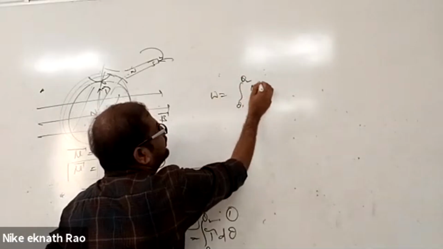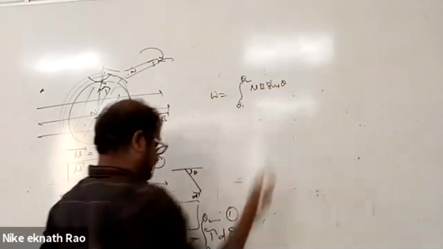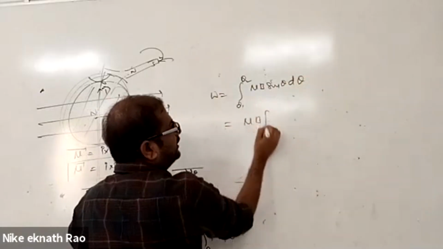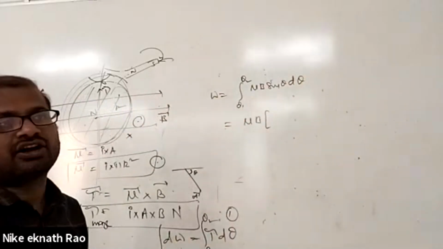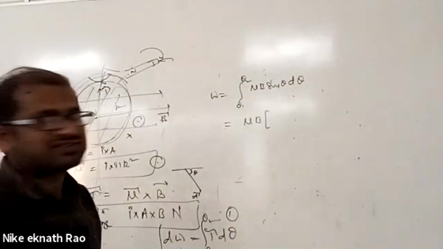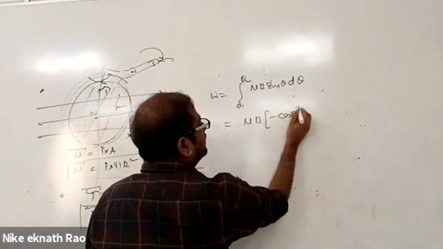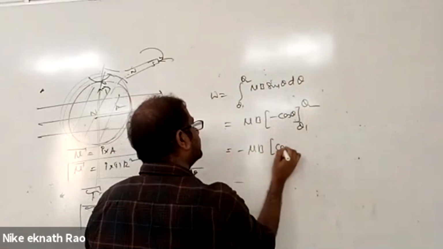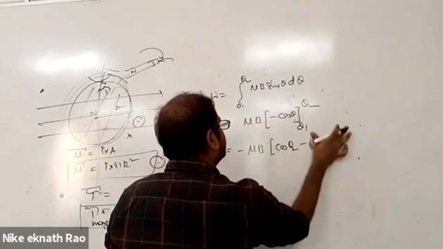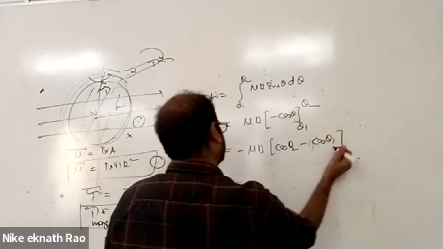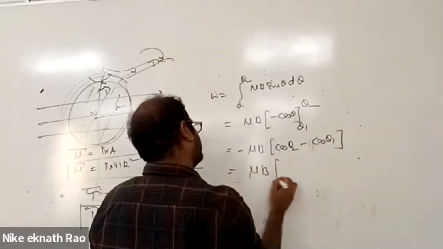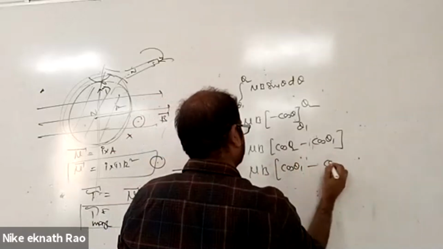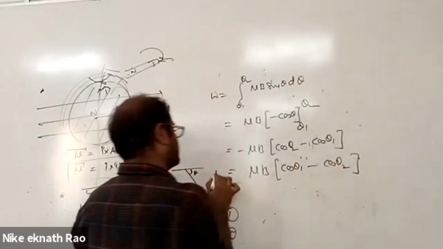The tau value is how much? mu B sin theta into d theta. What will this be? mu B into the integration of sin theta. Cos theta differentiation is minus sin theta, so integration of sin theta is minus cos theta. With limits from theta 1 to theta 2, this is minus mu B cos theta 2 minus, and this equals mu B into cos theta 1 minus cos theta 2. This is the work done.